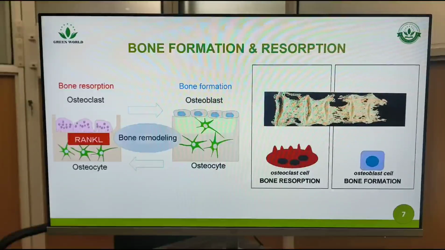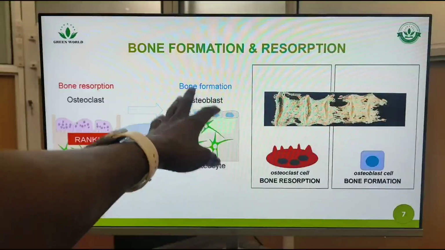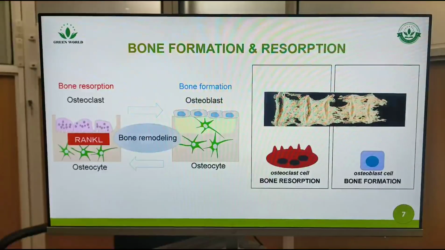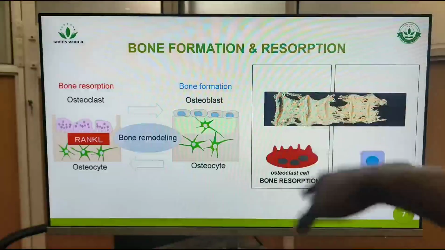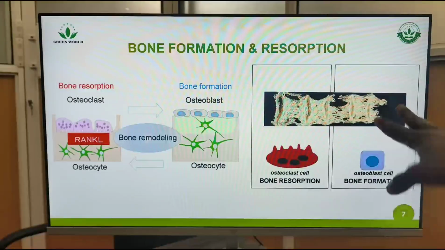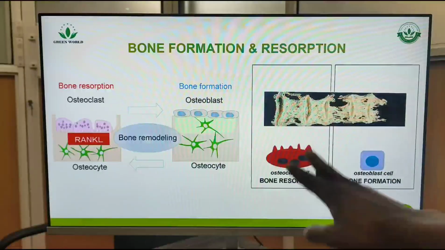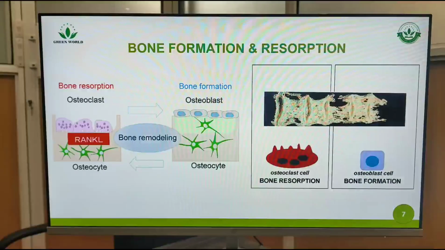Then we have the osteoblasts on the other side, bone formation. The osteoblast cells are forming and depositing the bone, so they are the builders. These ones are the demolishers, these ones are the builders. So osteoclast is bone resorption, and osteoblast is bone formation. This one rebuilds, this one demolishes.